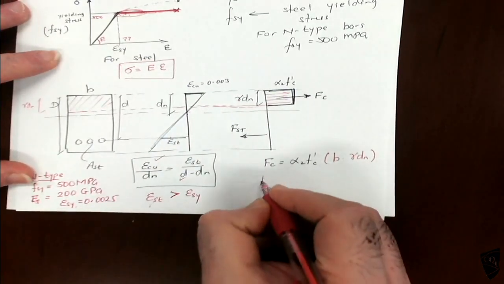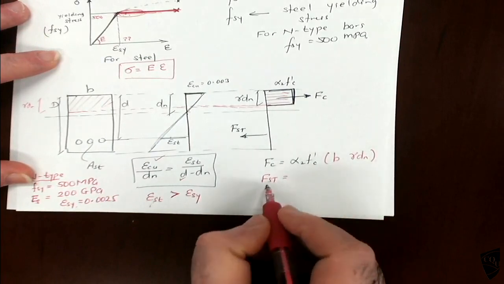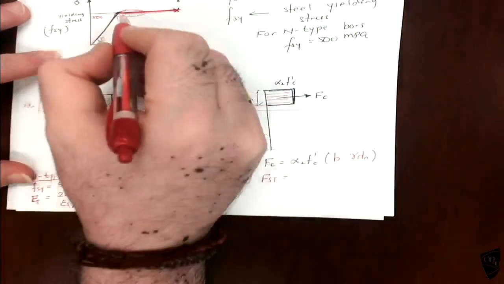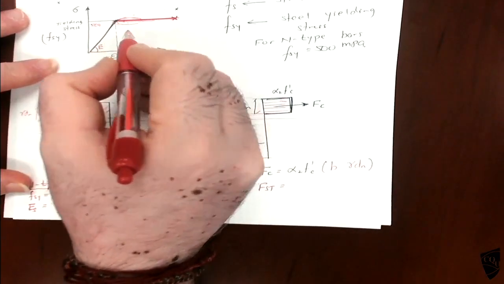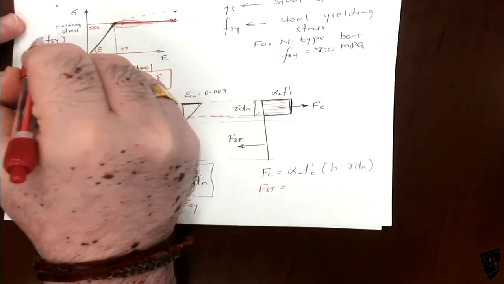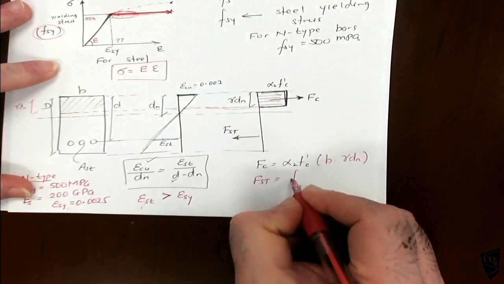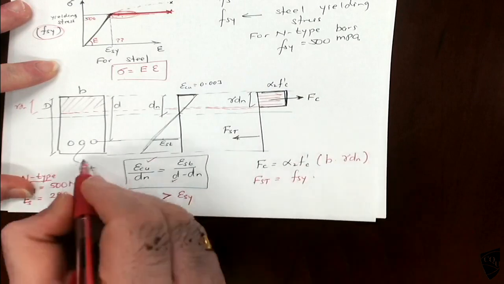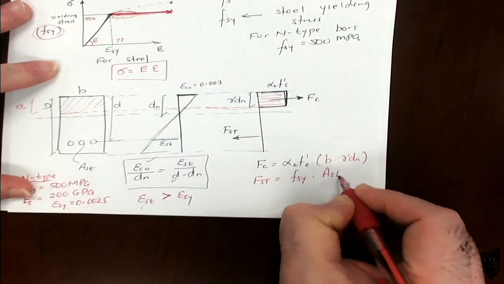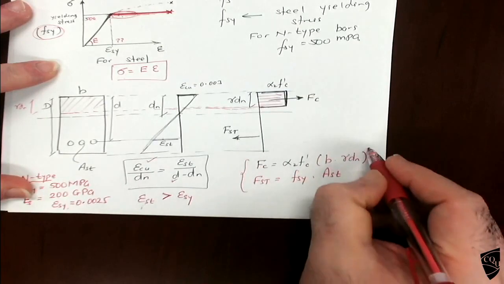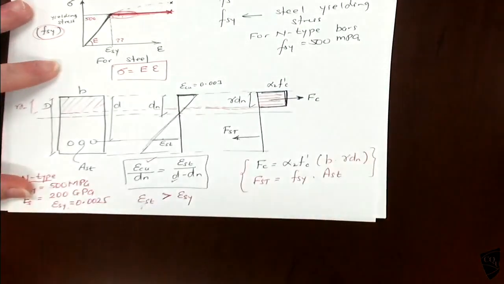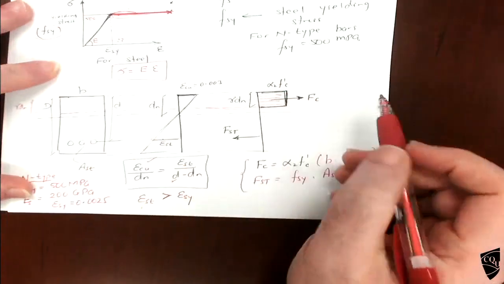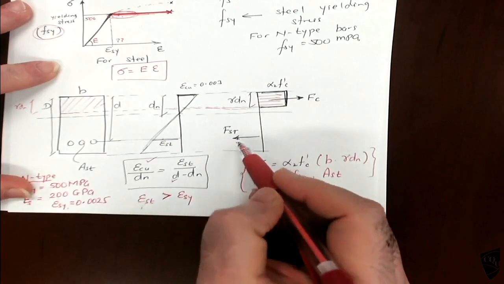FST is the force in the steel. This has reached the yielding point, so after that, stress will not change. Stress will be this much. Stress times area, and the area is AST. So we have two forces here and there. One is in compression, that's from the concrete. The other one is in tension, that's from the steel.